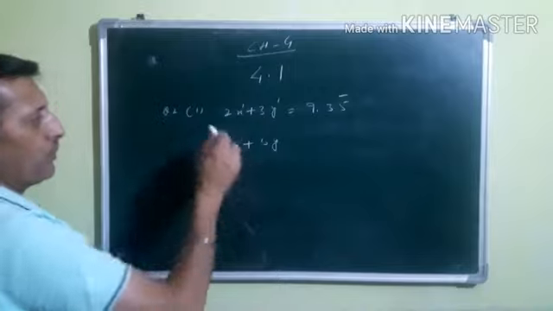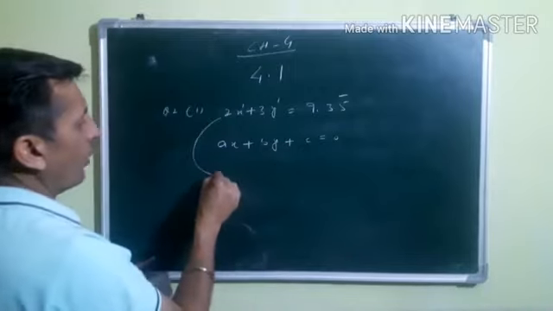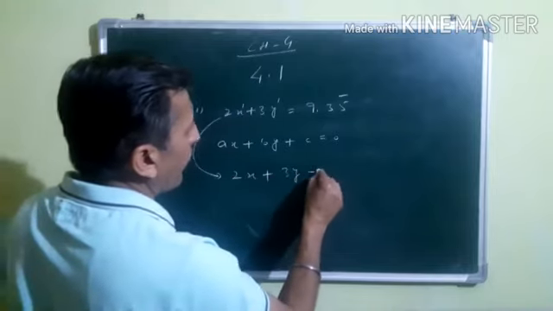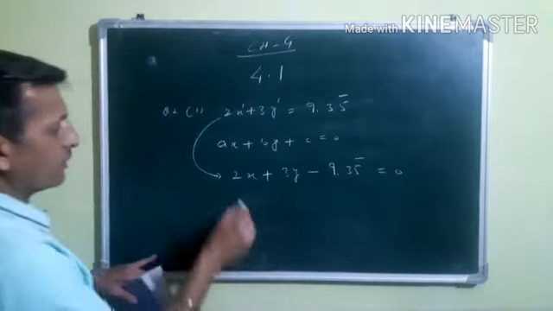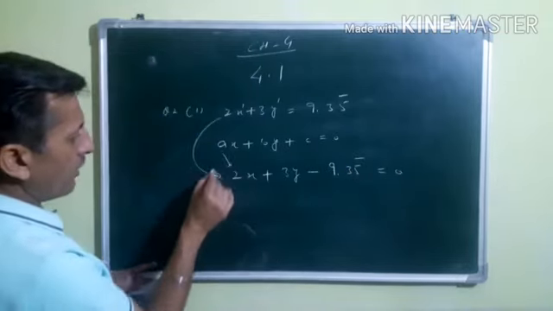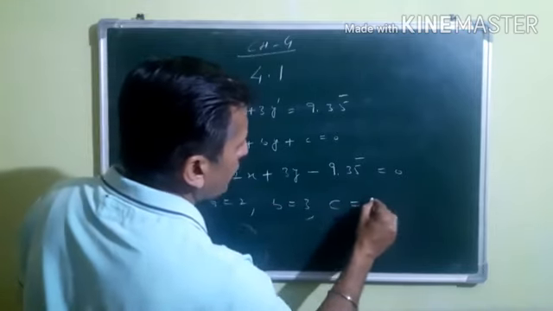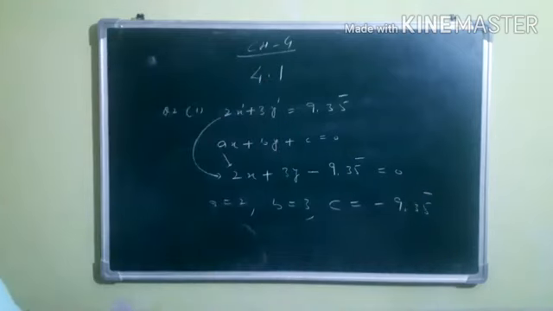He asked for the values of a, b and c. So you just have to compare your equation with ax plus by plus c is equal to 0. First of all, you can write this equation as 2x plus 3y minus 9.35 bar is equal to 0. Now on comparing, a is equal to 2, similarly b is equal to 3 and c is equal to minus 9.35 bar. Similarly, you can solve the rest of the parts that I have given in the notes.